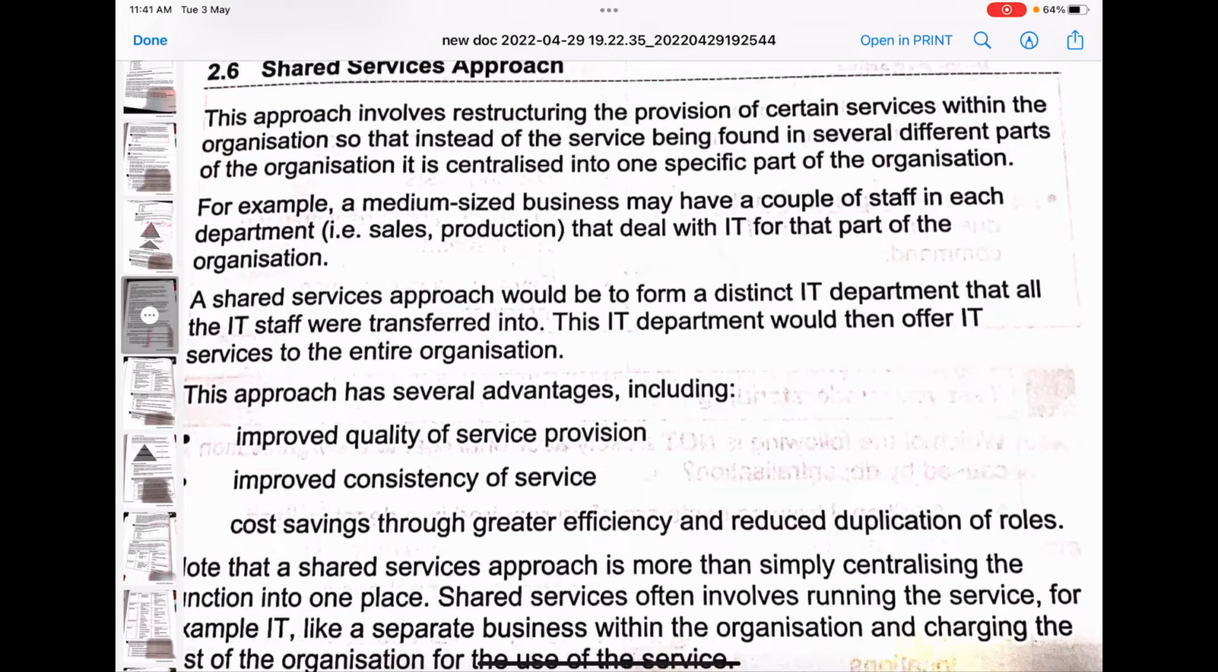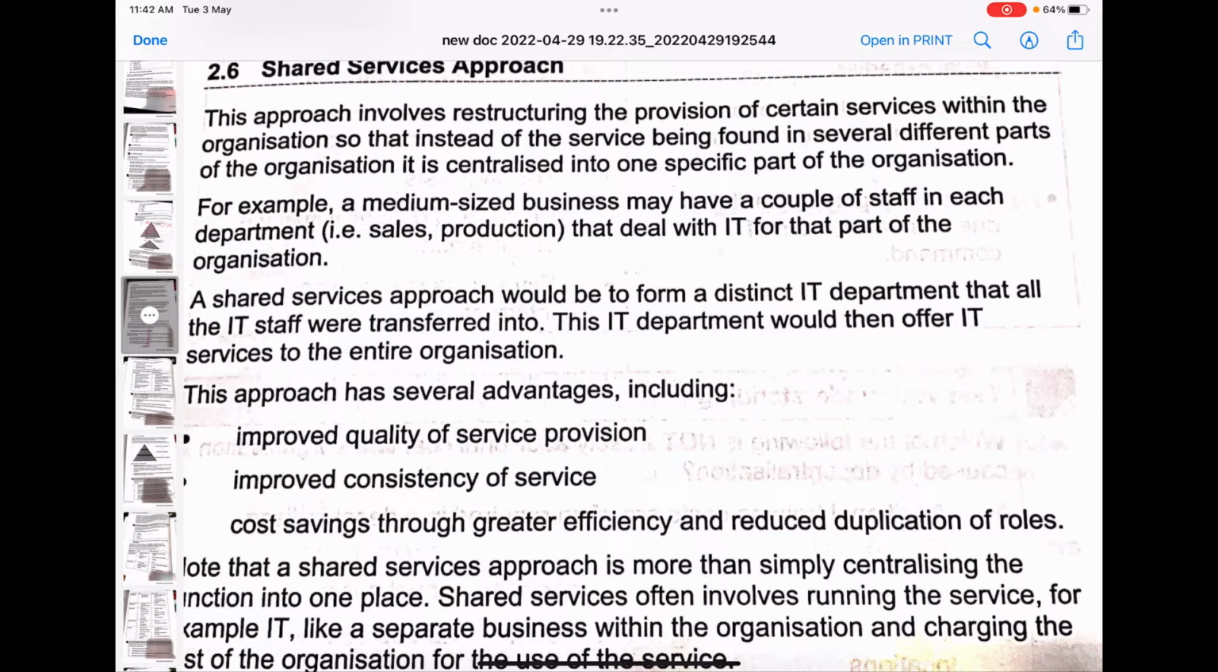Now we have the shared services approach. What is the shared services approach? If I have an organization, there is a management department, there is a food department, let's say, there is a beverage department. Everybody requires an IT facility for their products or for their departments. So there is a centralized department of IT where any of the departments can take help from. That is known as the shared services approach.